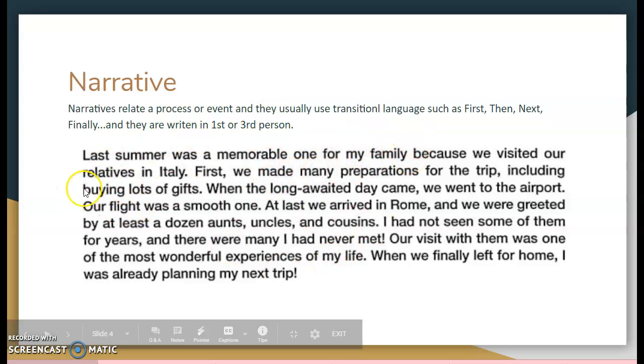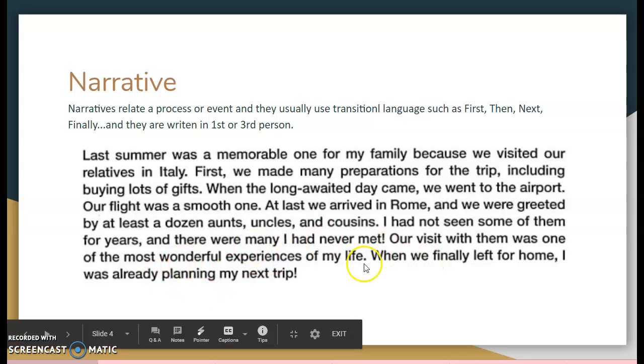Here we have, last summer was a memorable one for my family because we visited our relatives in Italy. First, we made many preparations for the trip, including buying lots of gifts. When the long-awaited day came, we came to the airport. Our flight was a smooth one. At last, we arrived in Rome, and we were greeted by at least a dozen aunts, uncles, and cousins. I had not seen some of them for years, and there were many I had never met. Our visit with them was one of the most wonderful experiences of my life. When we finally left for home, I was already planning my next trip.